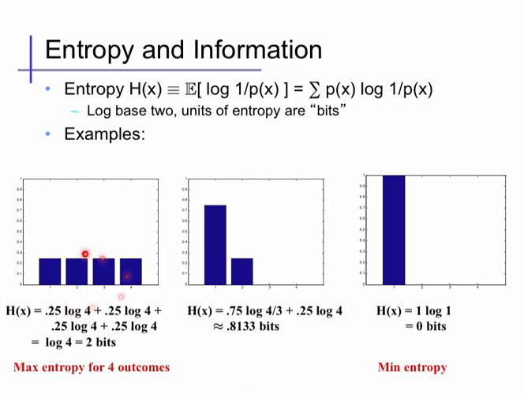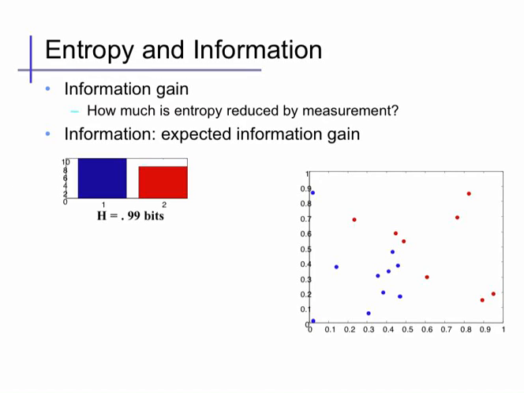Turns out that the uniform distribution over here on the left is the maximum entropy for the number of outcomes that can happen. So here 4 outcomes can take a maximum of 2 bits. And deterministic functions like the one on the right are the minimum entropy, or 0 bits. So how can we use entropy to decide how to split our data into 2 parts to make our prediction problem easier?